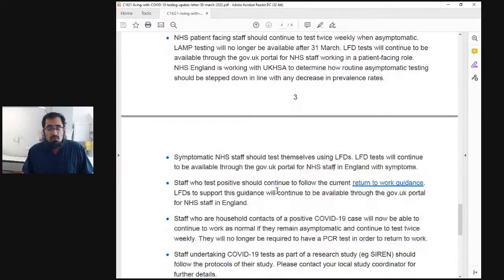Additionally, for those who do test positive, they need to continue the return to work process that was already in existence. So you have to stay off work for the first 5 days. If you are negative on day 6 and day 7 on an LFD test, then you are able to return to work, unless, of course, you test positive again afterwards. So important to recognize that.